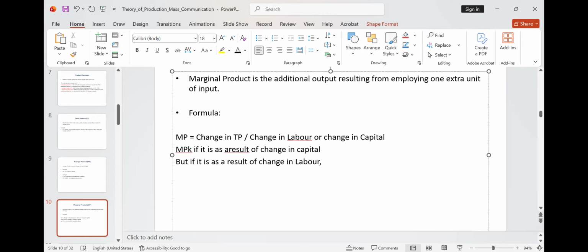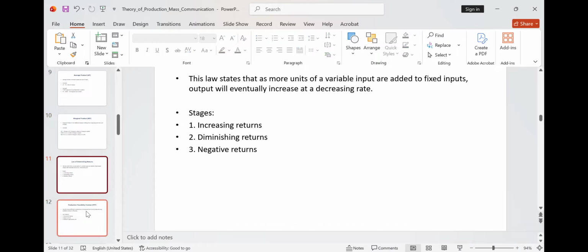So it is called MPL, marginal product of labor. That means we have two types of marginal product. We have marginal product of capital, when it is as a result of change in capital. Then when it is as a result of change in labor, you call it MPL. Okay, so we're going to continue.